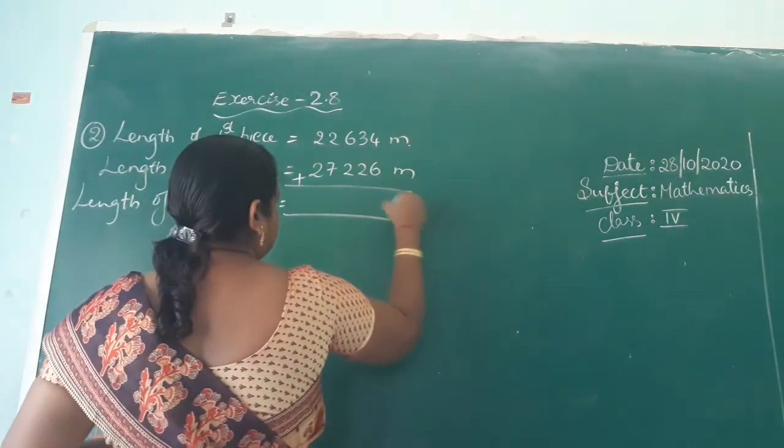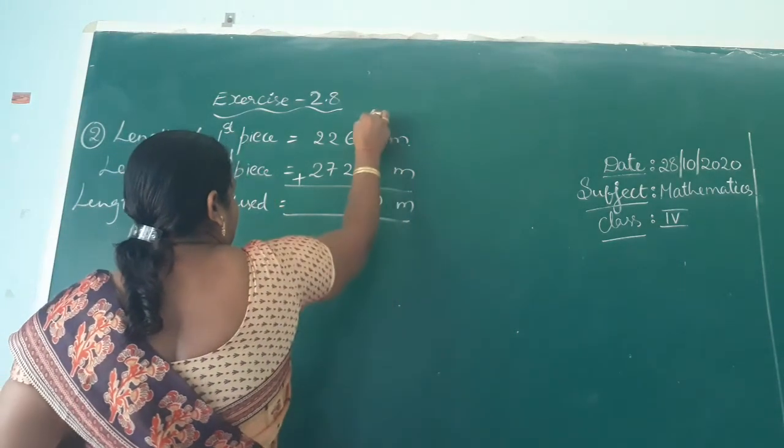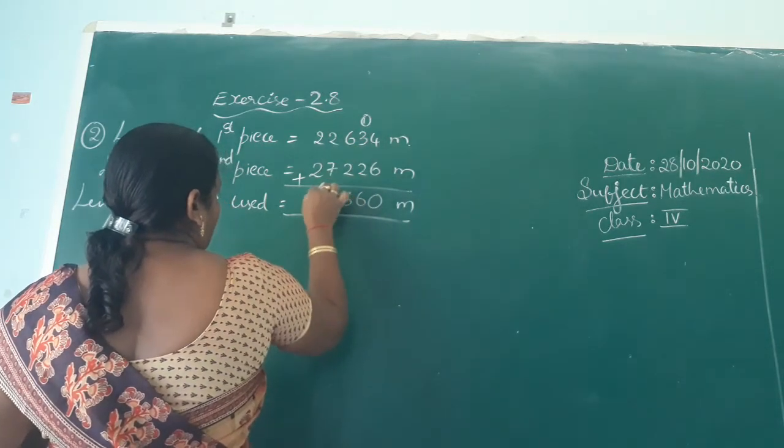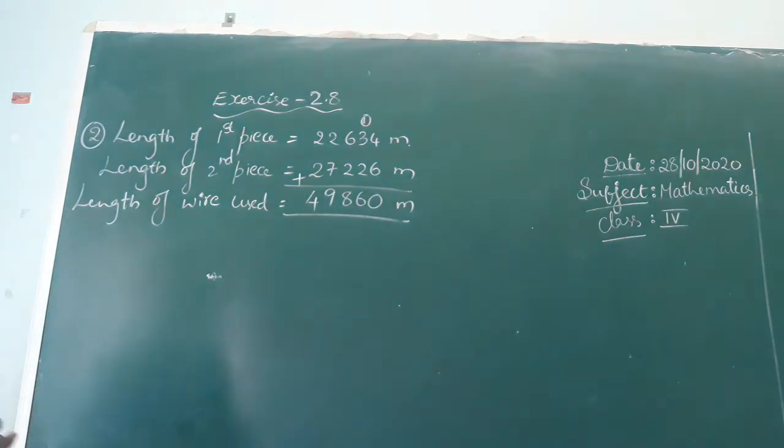Okay. 6 plus 4, 10. 3 plus 3, 6. 6 plus 2, 8. 2 plus 7, 9. 2 plus 2, 4. 49,860 meters of wire was used. What is the total length of wire?